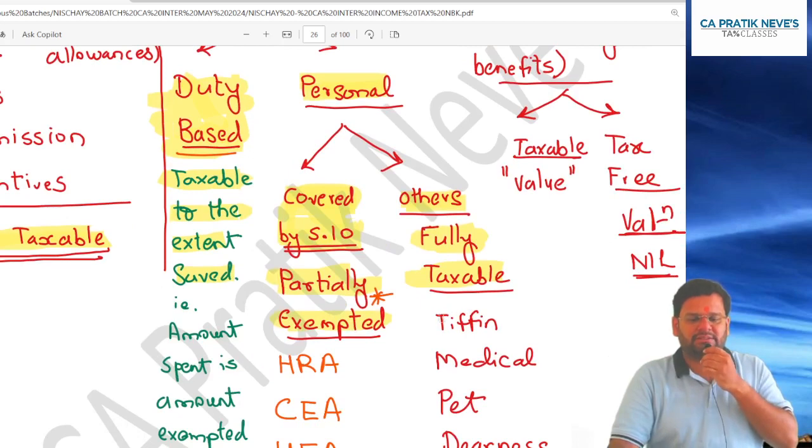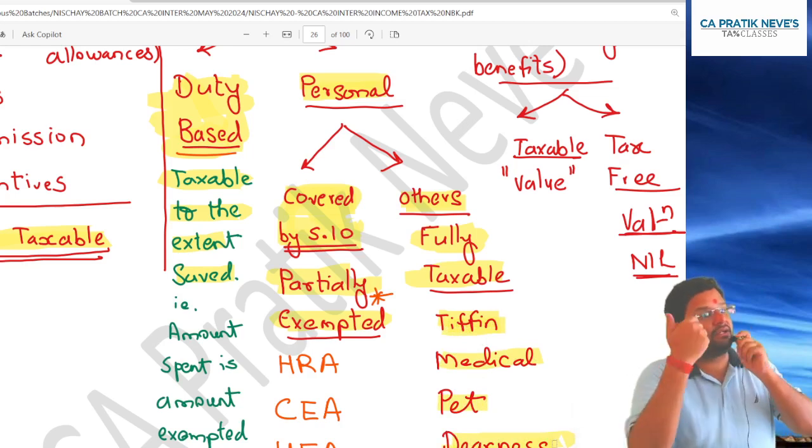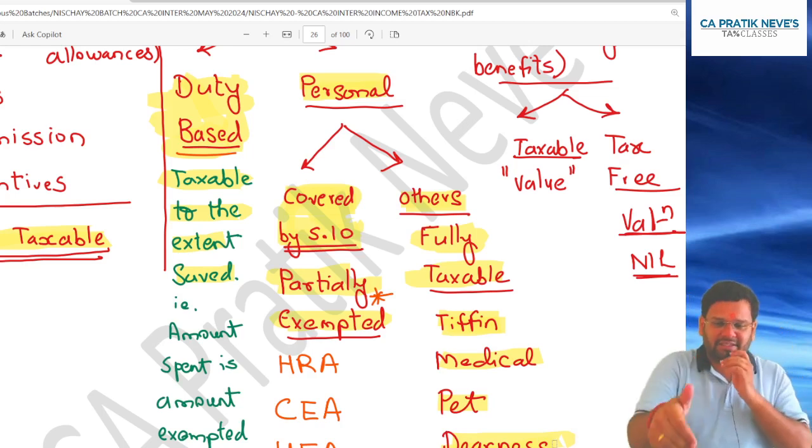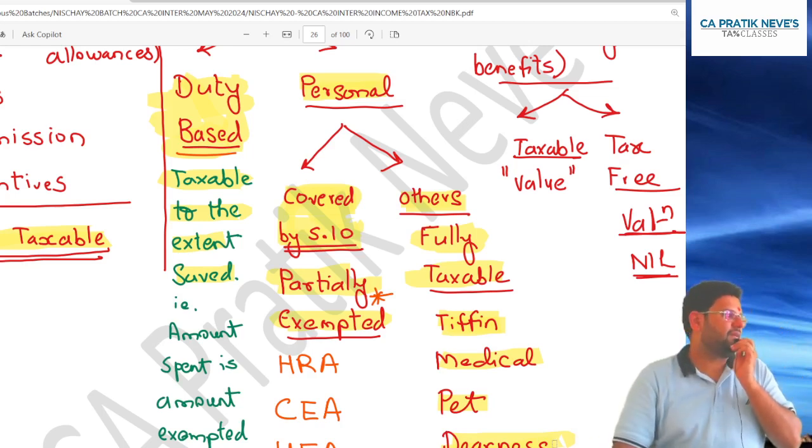So, in others, you have got tiffin. Examples of others are tiffin allowance, medical allowance, pet allowance, dearness allowance, and any other thing that you can imagine. Personal. These are just examples. They all will become fully taxable.